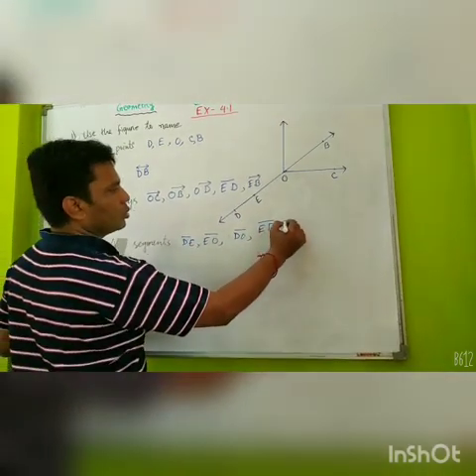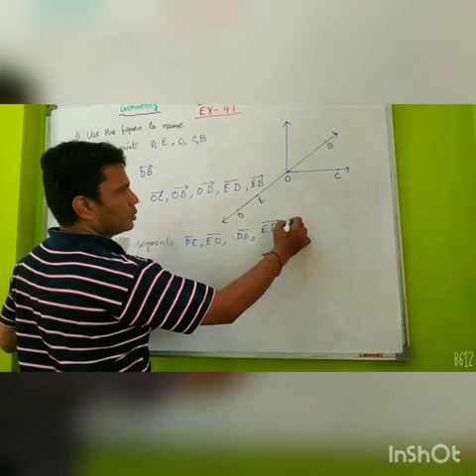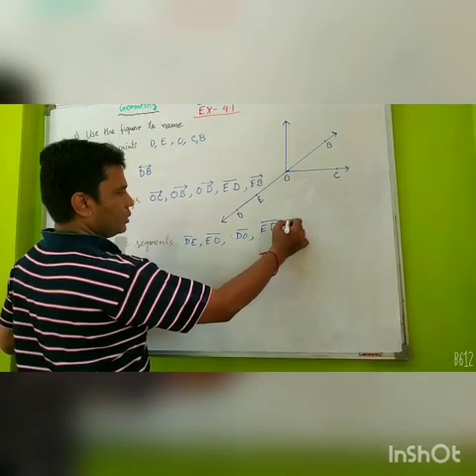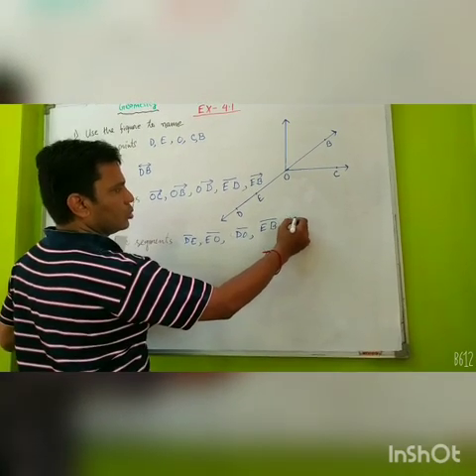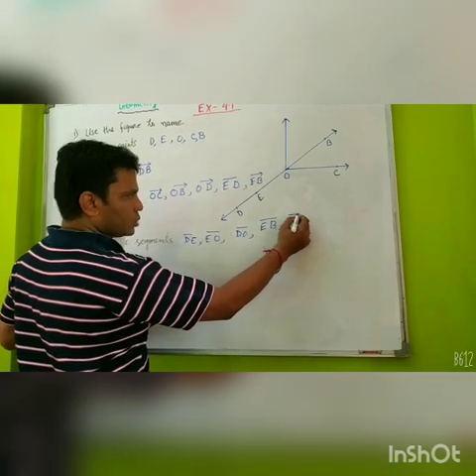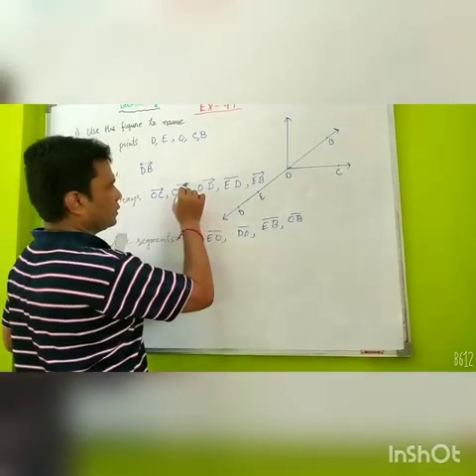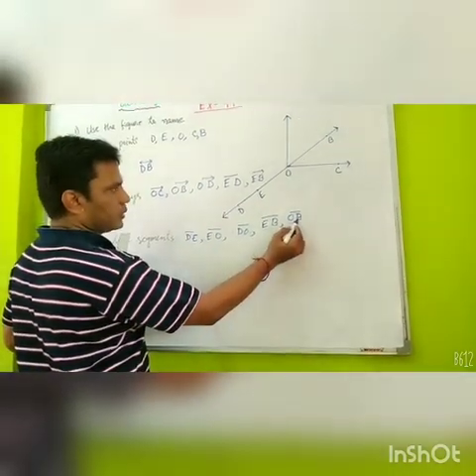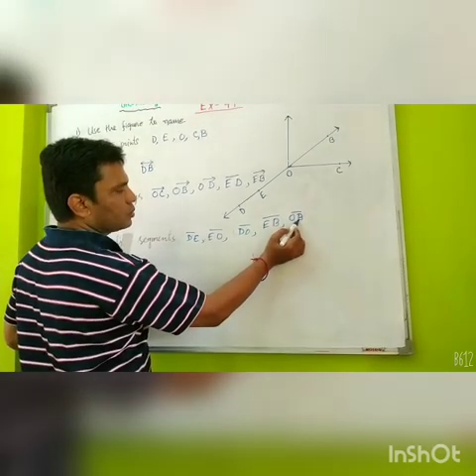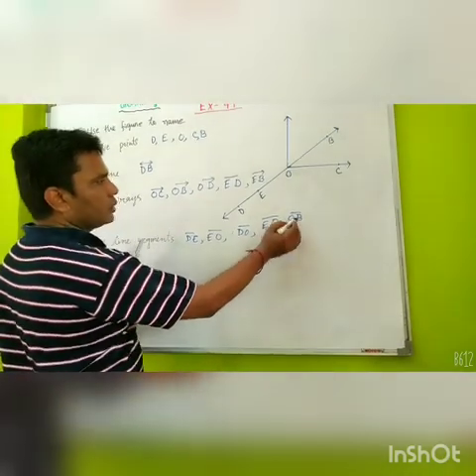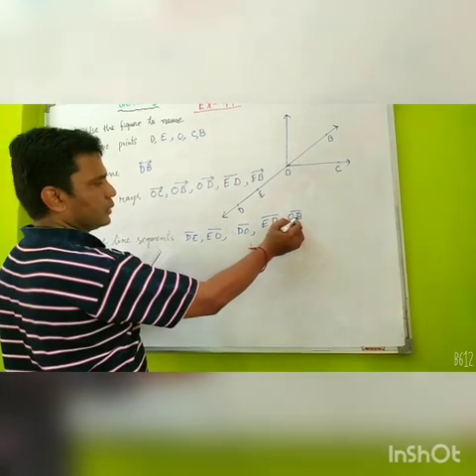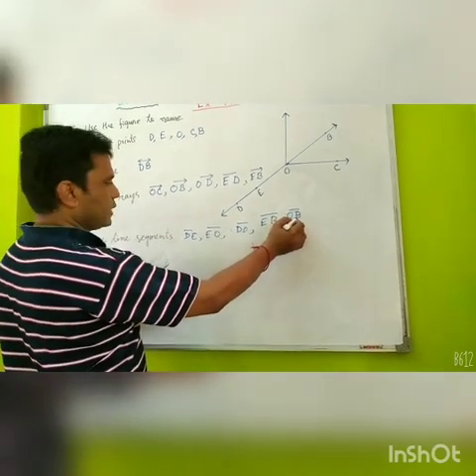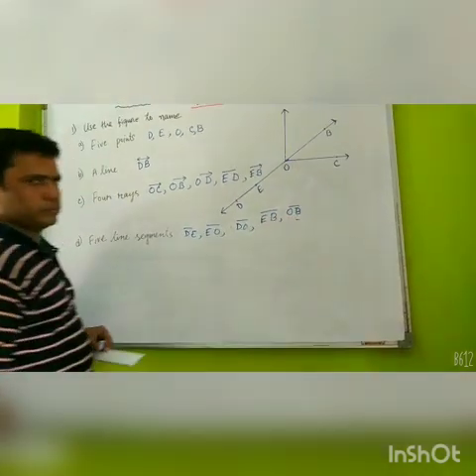Or you can write OB. If OB is written this way, it is a ray, and if we write it in this other way, then it will be, no, sorry, it will be a line segment.